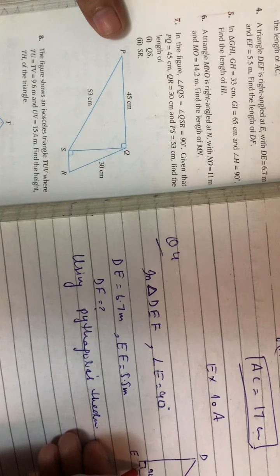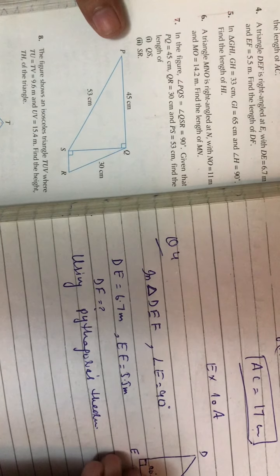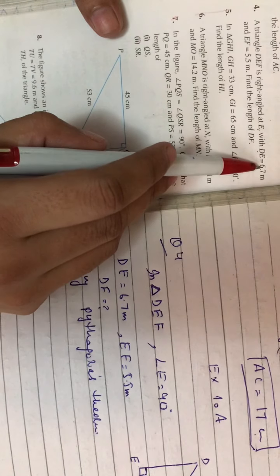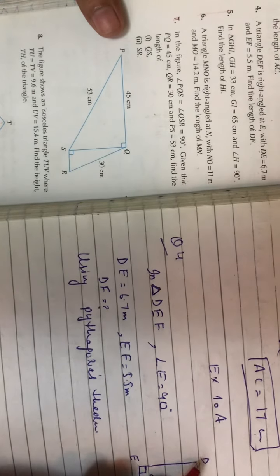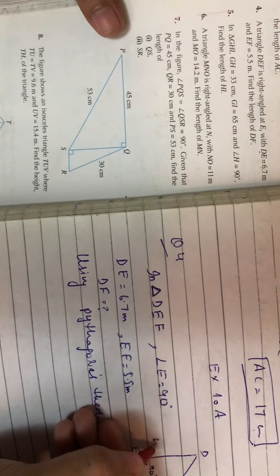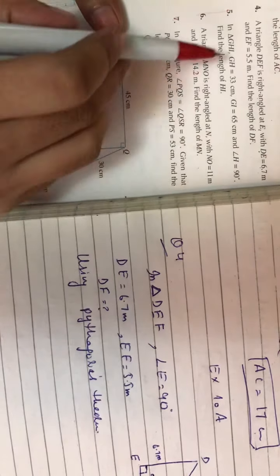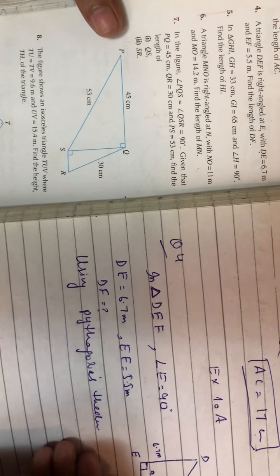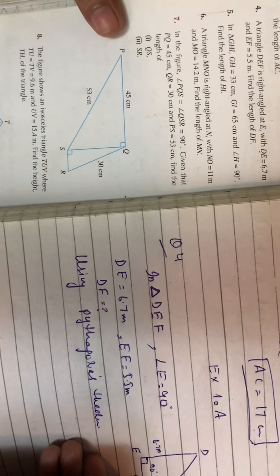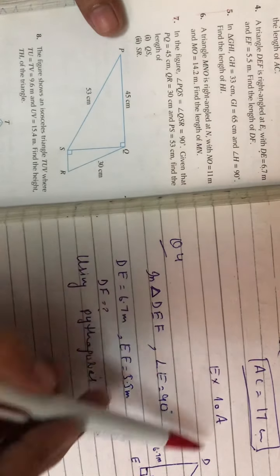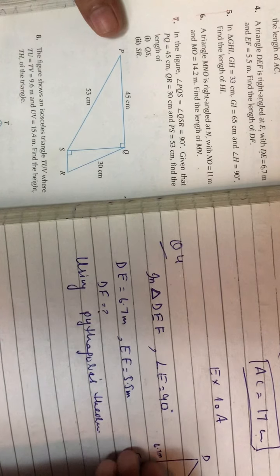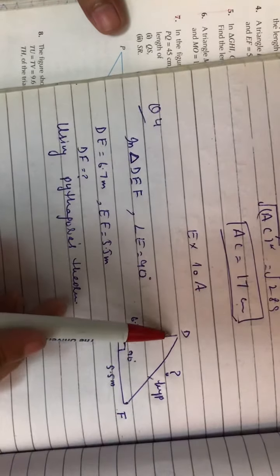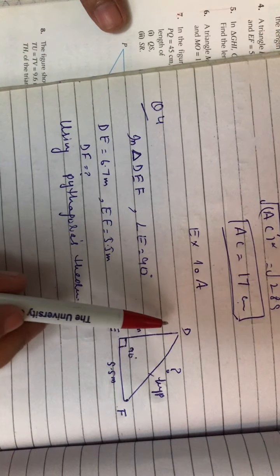Okay, this is 90-degree angle. The opposite side of 90-degree angle is called hypotenuse. Got it? Okay, now by this statement, DE equal to 6.7 meter, which is DE. This one is DE equal to 6.7 meter. And the length of EF equal to 5.5. Where is EF? This one. EF equal to 5.5 meter. We find the length of DF. It means we find the length of hypotenuse. This one. We find the length of DF.